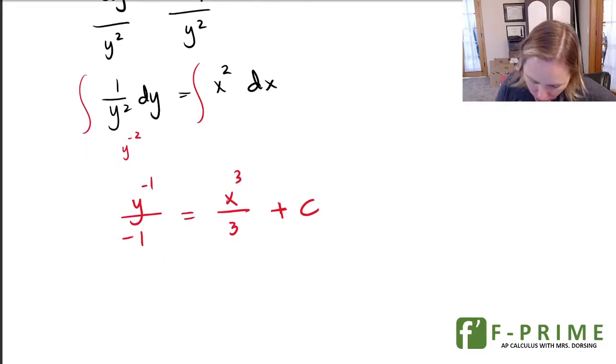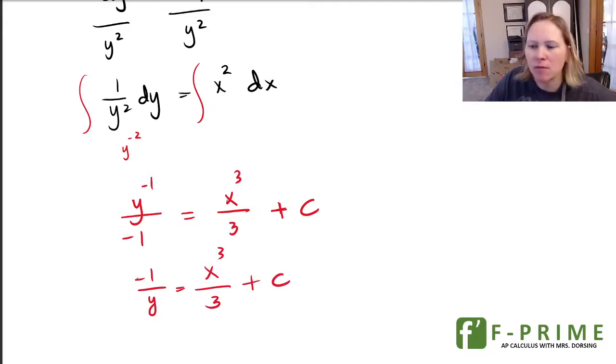So now I'm going to keep on going. I'm going to have -1 over y equals x cubed over 3 plus c. Now, more often than not, on these problems you only get credit when you solve them for y. So you need to have the particular solution y equals. Now, we're not quite ready for that yet because it said, find the particular solution. So before we solve for y, we're going to find c.